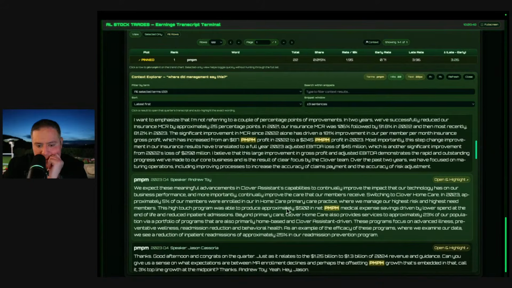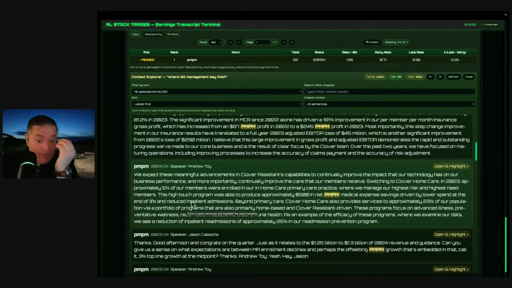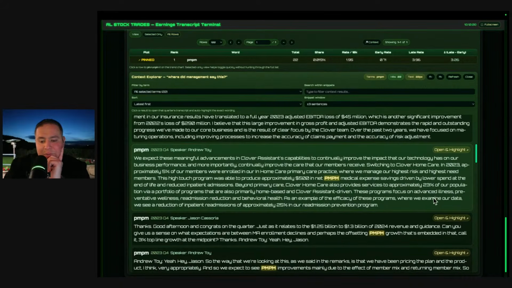Here, this high touch program was able to produce approximately $500 in net PMPM medical expense savings, driven by lower spend at the end of life and reduced inpatient admissions beyond primary care. Clover Home Care also provides services to approximately 20% of the population. So again, it's something with their inpatient admissions.